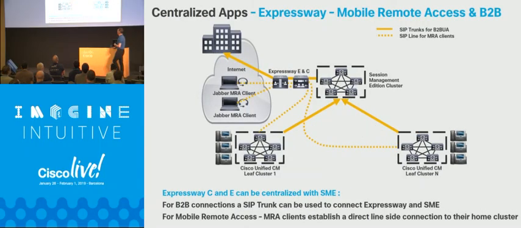And then the last one here is for Expressway. The only thing I want to note here is that you could be using Expressway for two things. For B2B calls, I'm running a call over a trunk here. If I'm calling to Ford.com, I run it up to SME and then out through C&E, out to the outside world. For MRA, it's line side. So for MRA, you log in, look at your username, find out where your home cluster is, and then extend your line side connection down to that destination cluster.